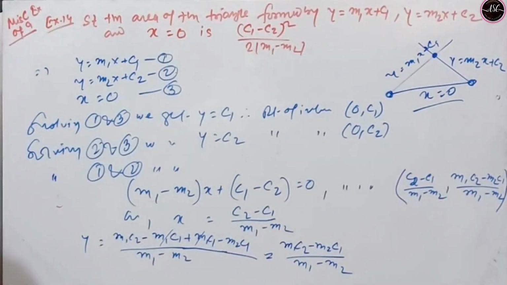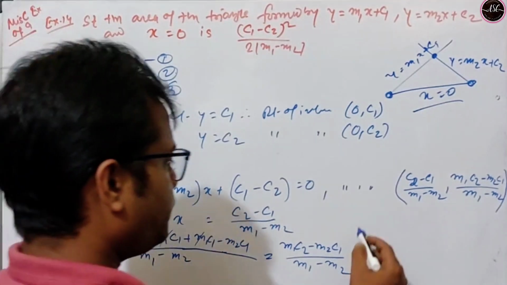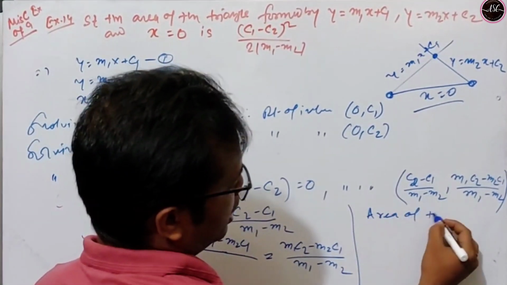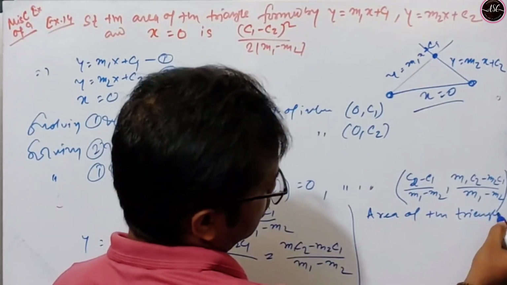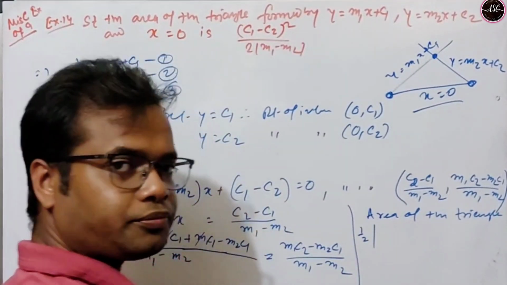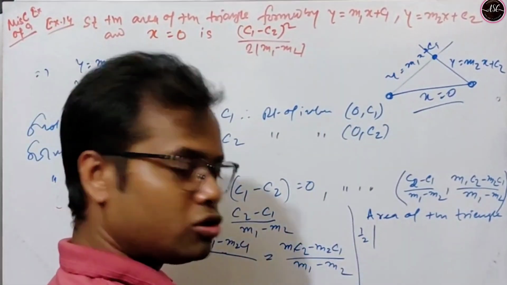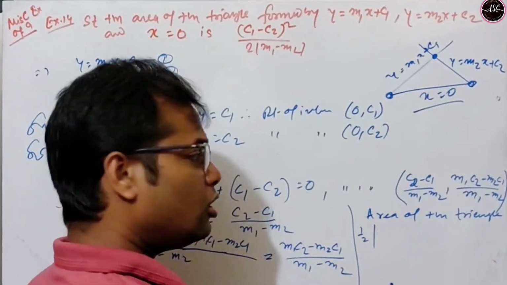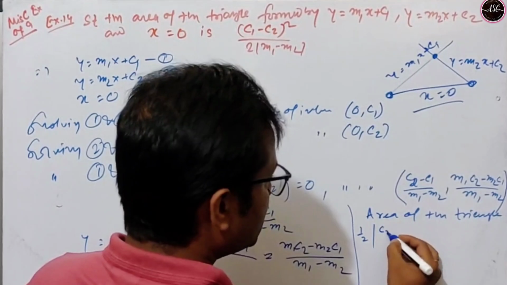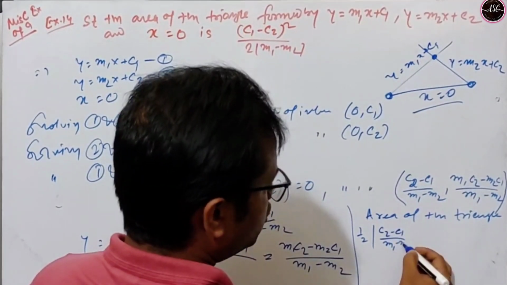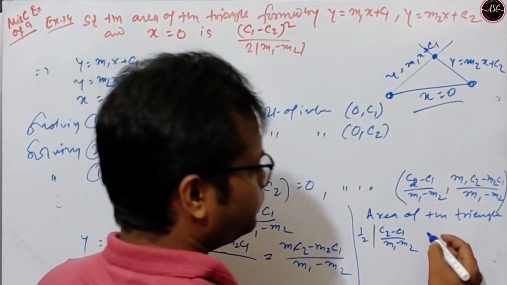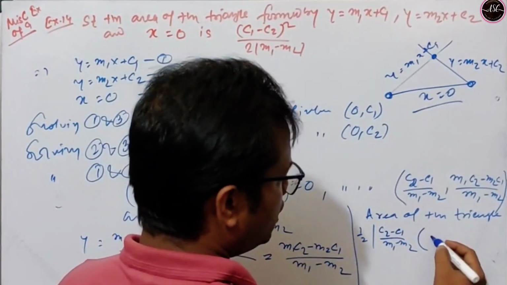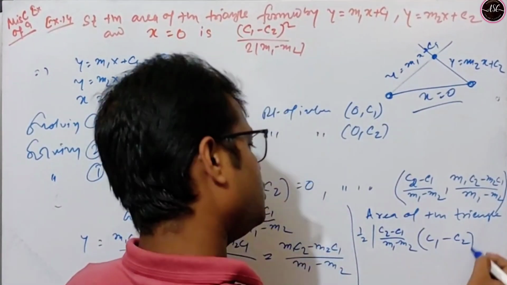So the area of the triangle will be half of mod of x1, that means 0, so the term will be 0, then x2 will be 0, the term will be 0, then x3, that means (c2 minus c1) divided by (m1 minus m2), x3 into (y1 minus y2), y1 is c1, y2 means c2.